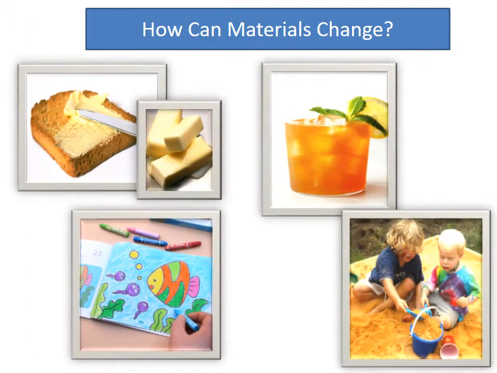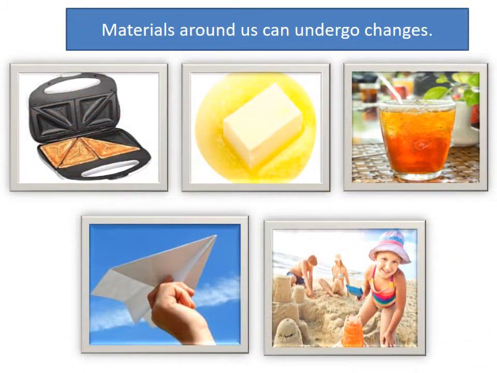How can materials change? Materials can be found all around us. We eat bread spread with butter, drink iced tea, draw on a piece of paper, or play with sand in a sand pit. Materials around us can undergo changes. Bread that is toasted becomes brown and crispy. Butter left in the open goes soft. Ice cubes in a tea disappear.